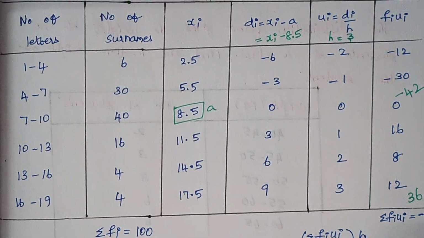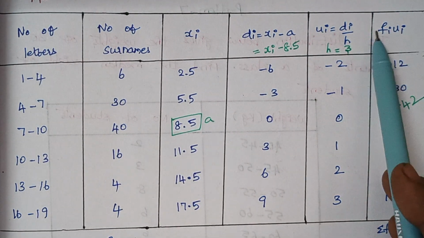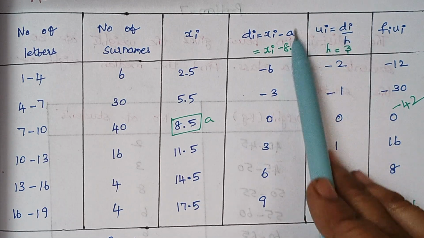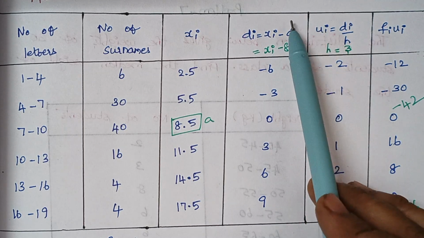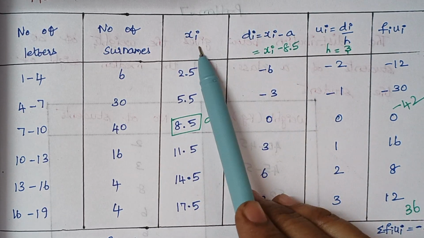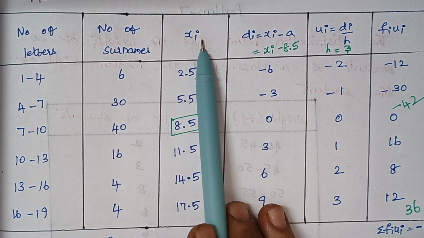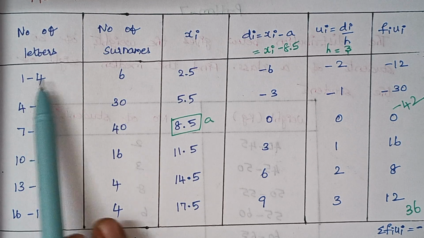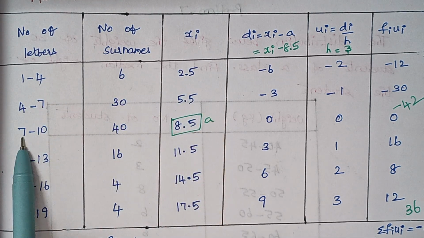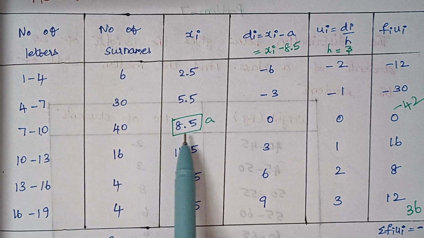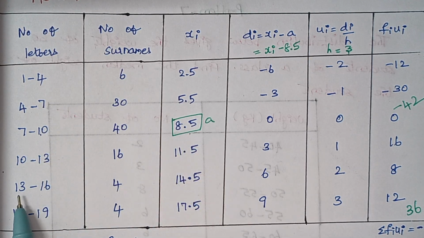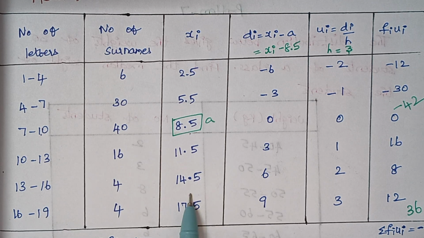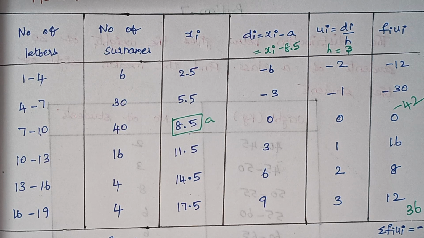So just frame a column for fi ui. What is ui? ui is nothing but di by h. What is di? di is xi minus a. And what is xi? For xi we need a column. So here xi is nothing but the average of these intervals. That is 4 plus 1 is 5, 5 by 2, 2.5. Similarly, 7 plus 10 is 17, 17 by 2 gives 8.5. And 13 plus 16, again this makes 29. 29 by 2 gives you 14.5. Just take the average.